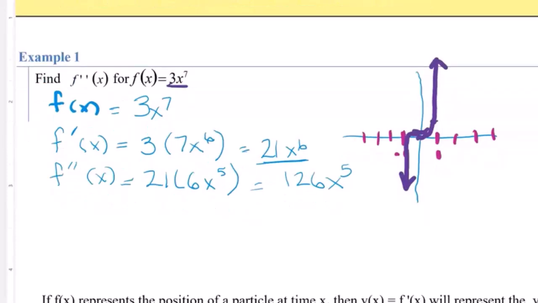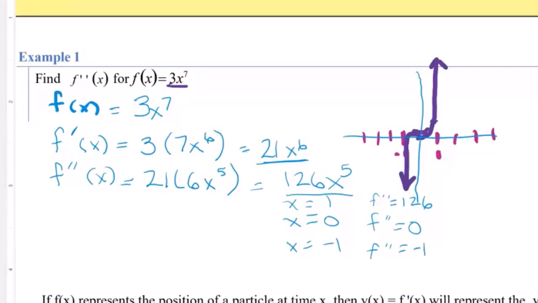Now, let's go one step further because we have been kind of talking about the second derivative. So the second derivative here, well, I know when x equals 0, f double prime equals 0. And I know that when x equals 1, f double prime is equal to 126. And when x equals -1, f double prime is equal to -126.